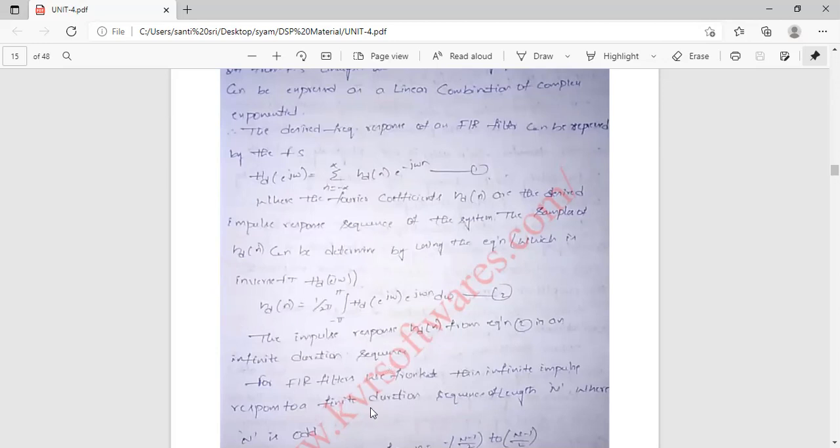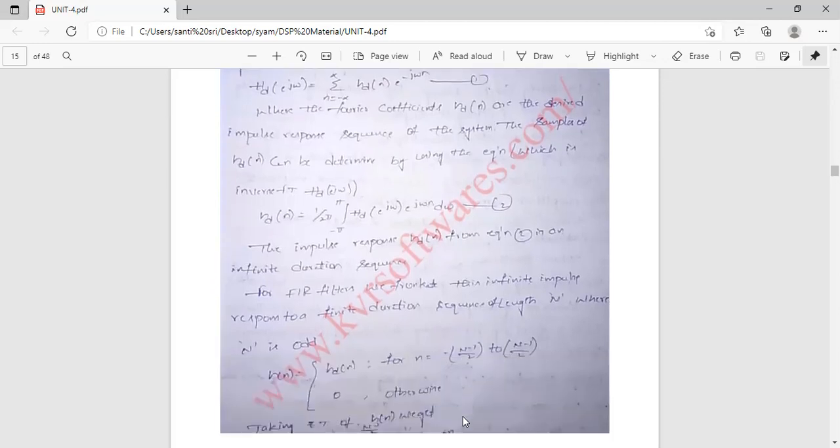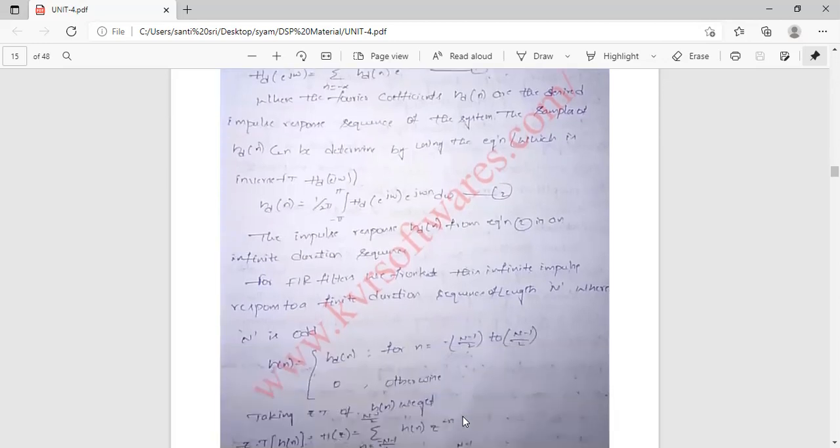For FIR filters, we truncate the infinite impulse response to a finite duration sequence of length N, where N is odd. So h of n equal to Hd of n for n equal to minus (N minus 1) by 2 to plus (N minus 1) by 2, and 0 otherwise.